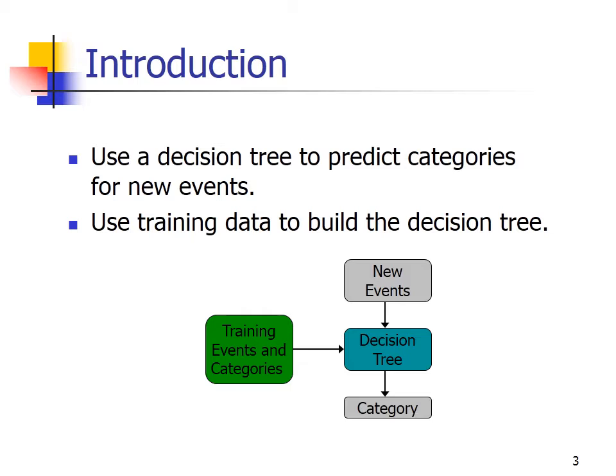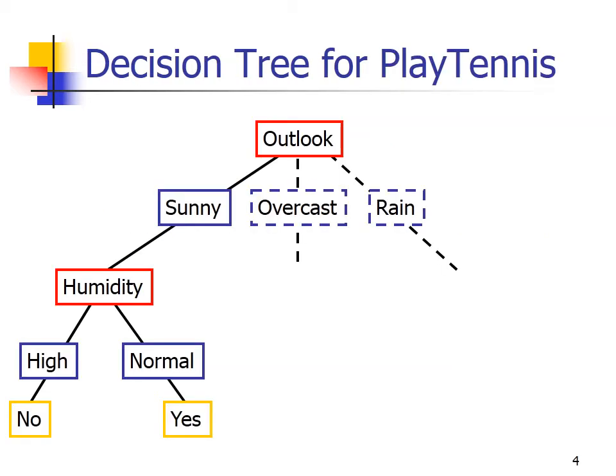Generally, for a given decision tree, you'll have a category. Most of the time it is Boolean, either yes or no, true or false. Otherwise, it may be valued to a small number of values.